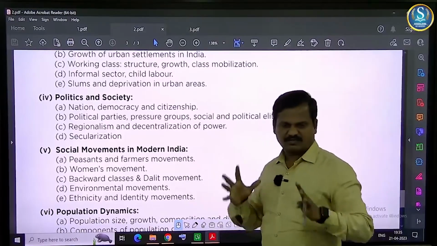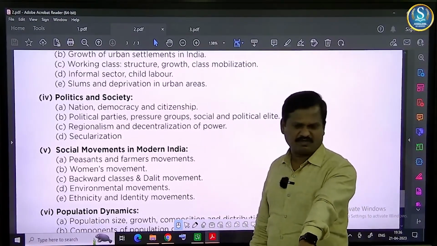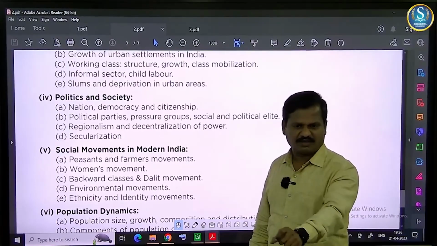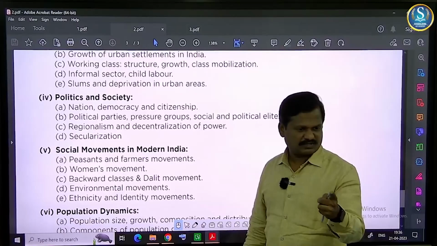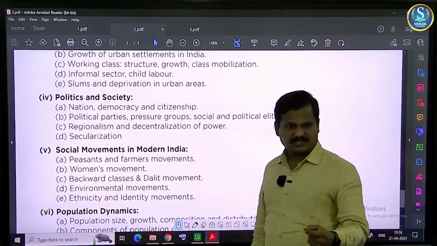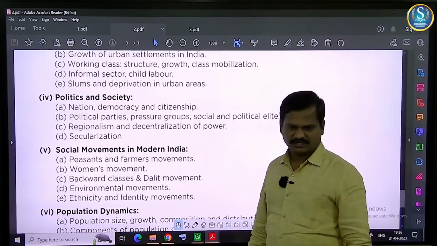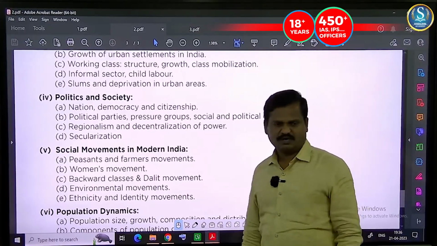Farmers wanted to change society. Farmers' movement happened in a very big way, even during the corona time, against three farm laws. Farmers all over India protested in New Delhi. Okay, so farmers' movement, women's movement. There was a question asked two to three years back: Me Too movement. What do you mean by Me Too?